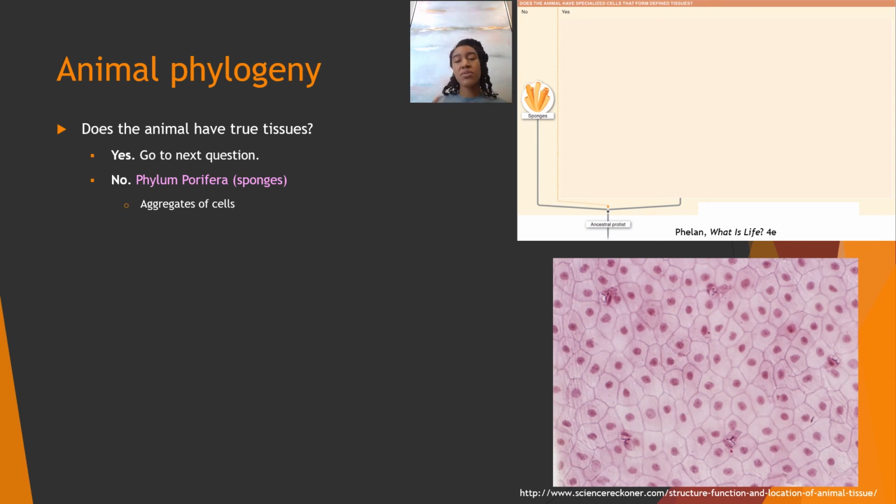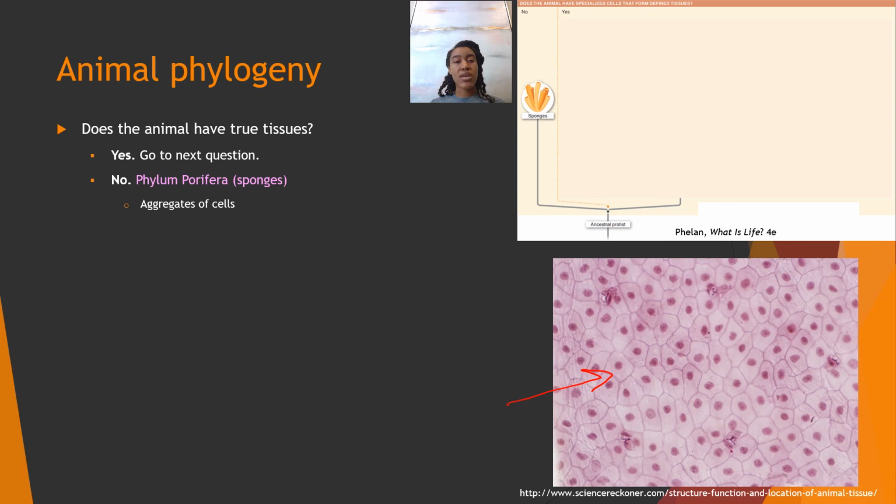So when we're doing phylogenetic analyses, there are a couple of different questions we can ask to group organisms into kind of larger groups. And so the first question we might ask is, do these animals have true tissues? And a tissue is just a group of connected cells that are all working together to perform a similar function. An example can be seen in this picture here. This is an image of human, I think, epithelial cells.